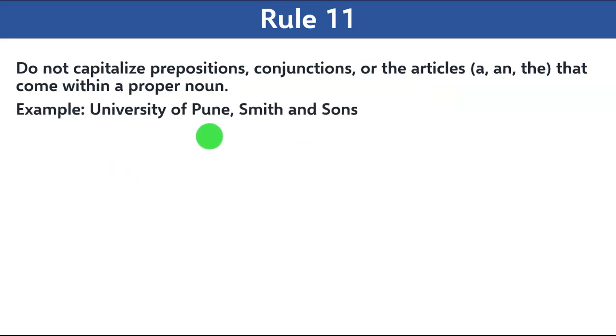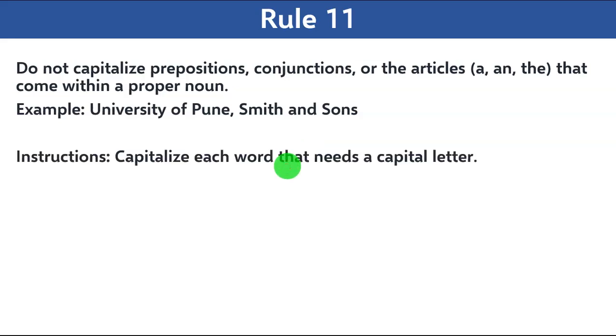Examples, University of Pune. Now, University of Pune is a proper noun. Of will not be capitalized. U and P will be capitalized, and I have covered this in the earlier rules. Smith and Sons, name of a company. Smith and Sons will be capitalized, but and will not be capitalized because it is a conjunction coming within a proper noun.